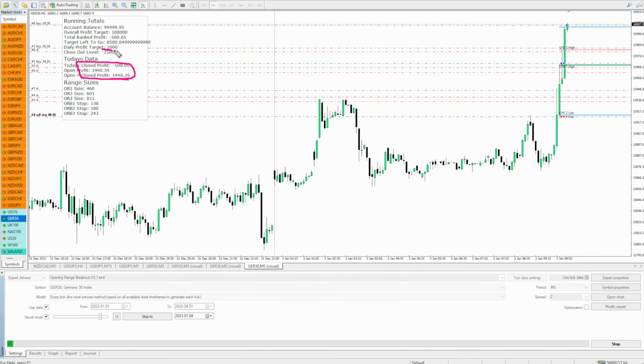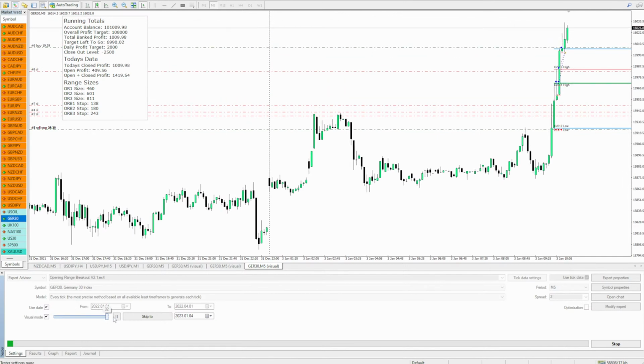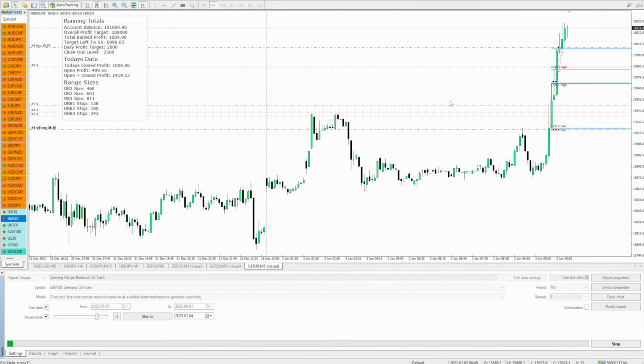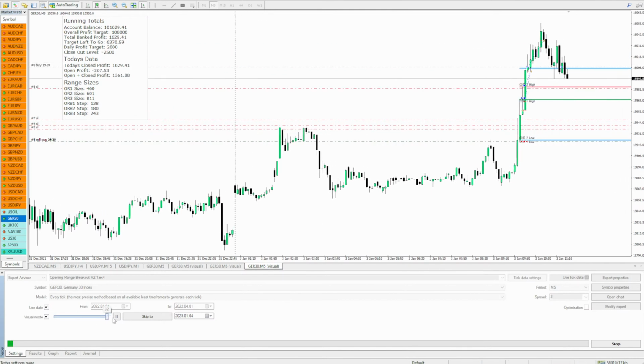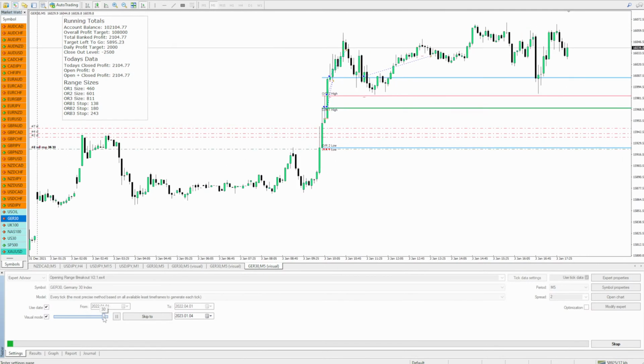Yeah, we hit target really, really fast when you're using that sort of lot sizing. But the risk is very small because the risk is the same, it's $500, but the risk in size is small. It's only 30% of the opening range. So what you find with this strategy is you will get stopped out probably a lot more, but you'll also hit target a lot more and a lot faster as well.